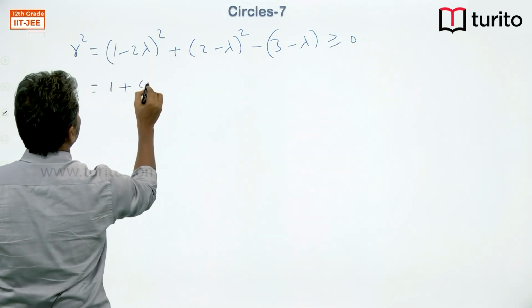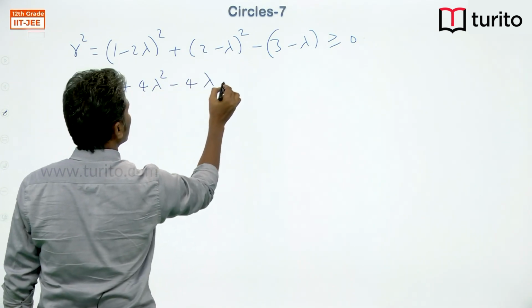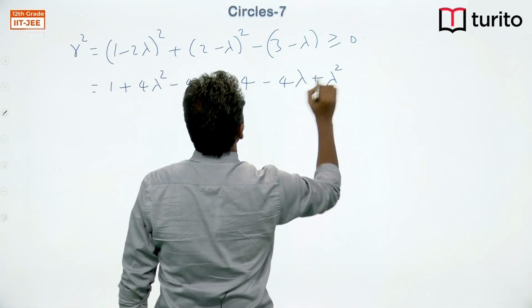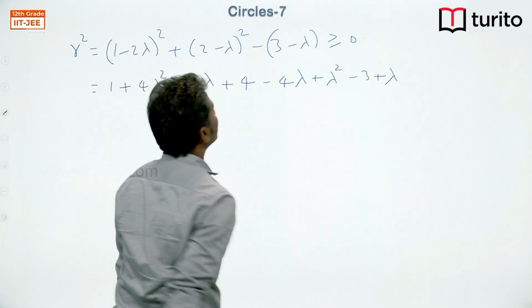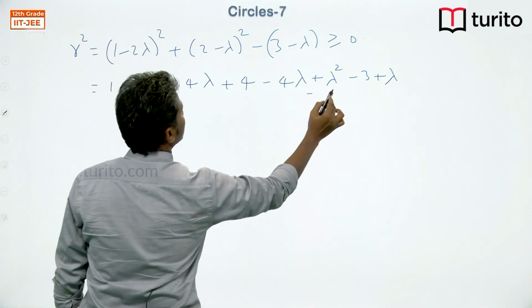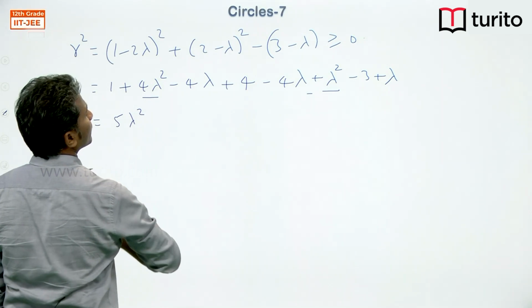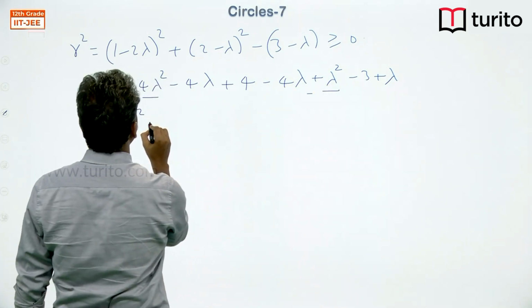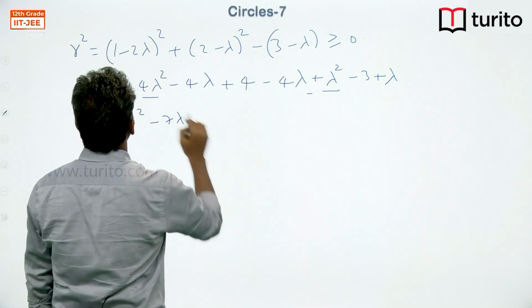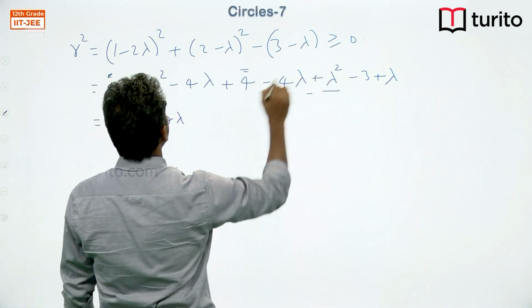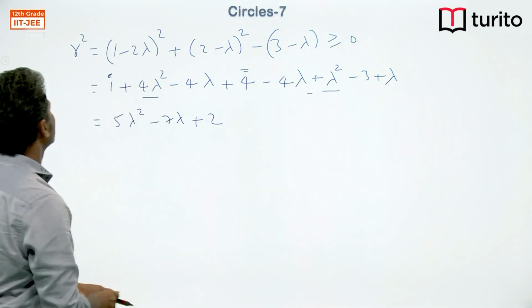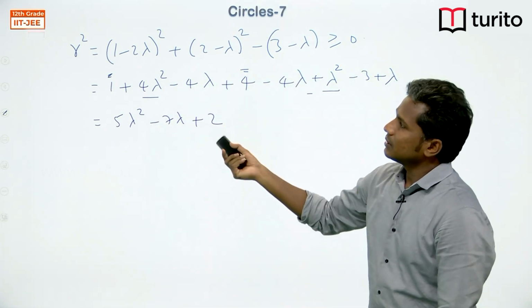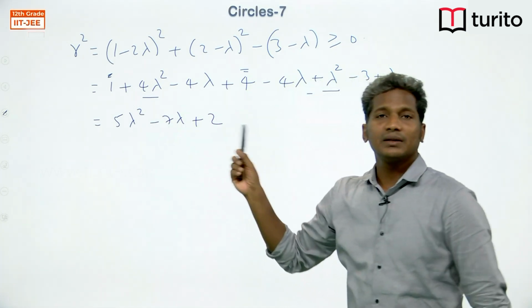If we just square it and simplify, we get 1 plus 4 lambda square minus 4 lambda plus 4 minus 4 lambda plus lambda square minus 3 plus lambda. Now, here there are 5 lambda square. And how many lambdas are there? Minus 8 lambda here and plus lambda there, so minus 7 lambda. And 1 here, 4 here and minus 3 there, so we got plus 2. So, we got an equation like this for the radius. Now, this expression must be non-negative.